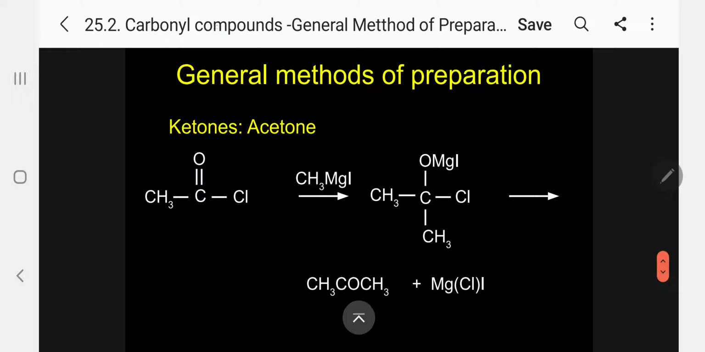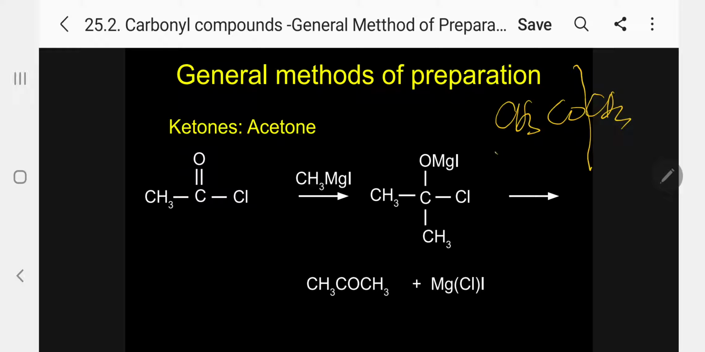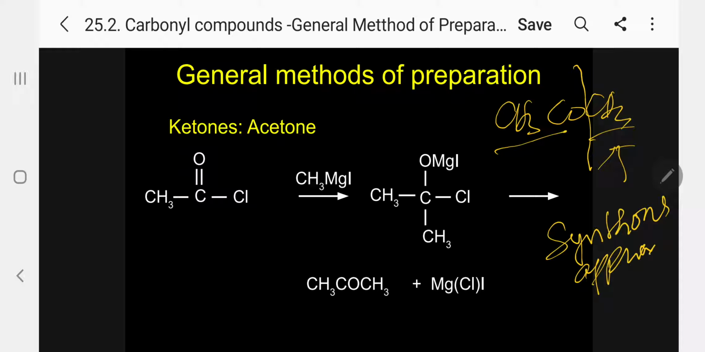Let me take acetone first. I know the structure of acetone, kindly follow. So what I will do, I will just put a line here so that one side is CH3CO, the other side CH3. This is called the synthon approach. In MSc level they will say synthon approach, it is a higher level. What does the synthon approach mean? By cleaving the molecule we get two reagents.